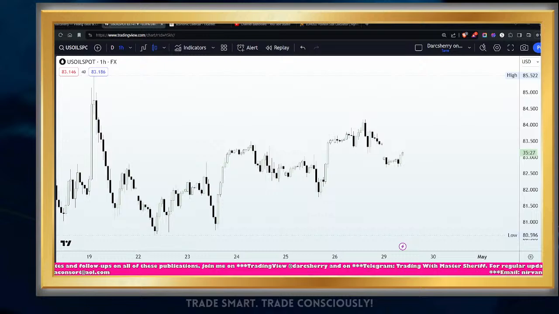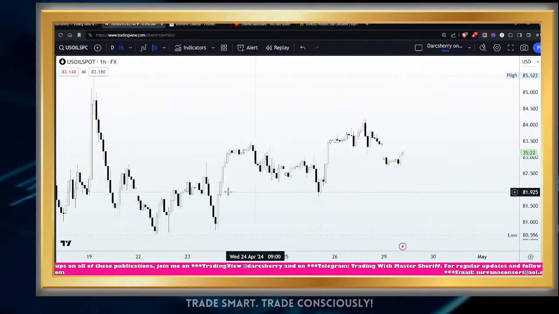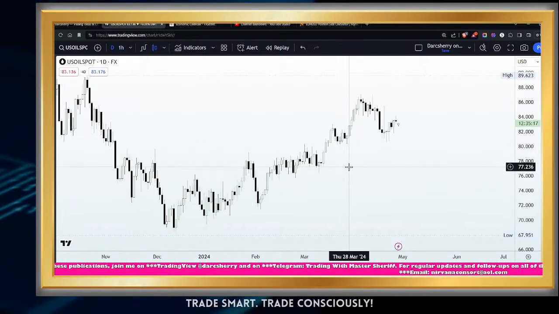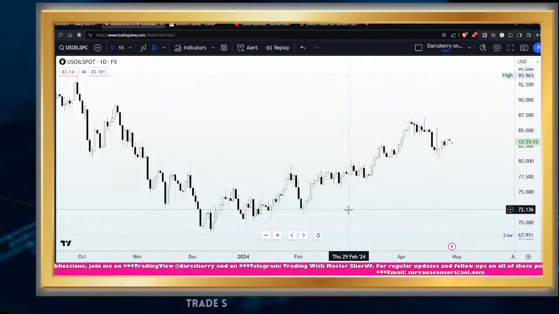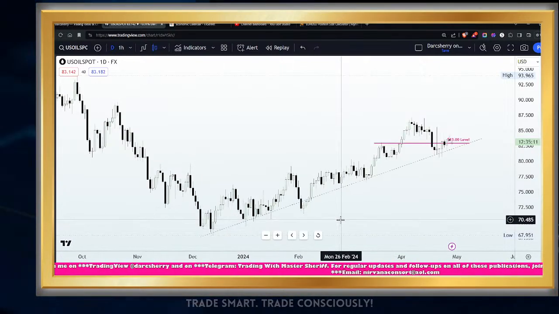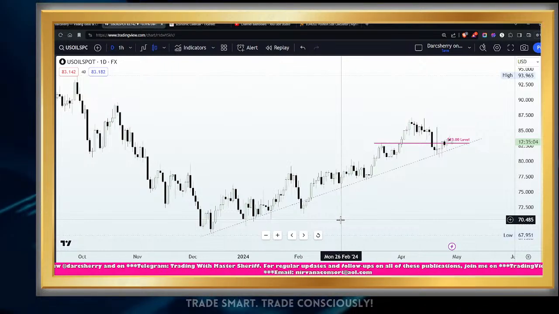Now, given the absence of any economic data today, let's look at things from a holistic standpoint. And to do this, we will start from the daily time frame. On the daily time frame, what I did was to take into consideration the character of price action since the beginning of this year, 2024.